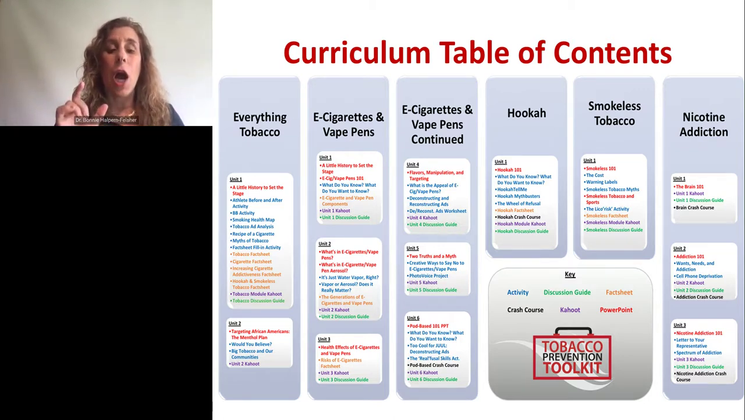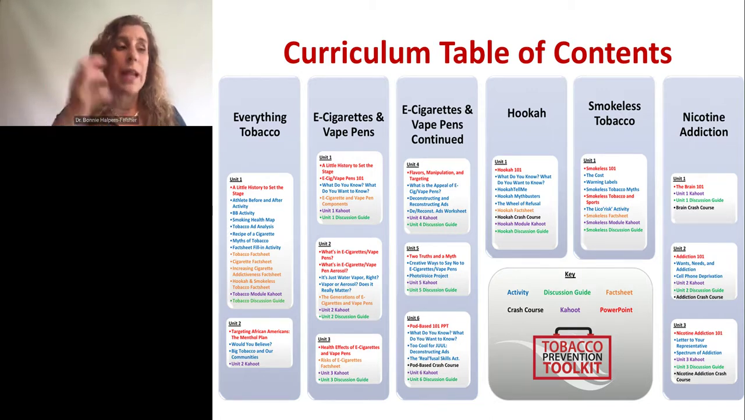This is overwhelming, we get that, but it gives you a sense of all the different topics that are on our toolkit. So if you look in each of the columns, there are different modules. So the way the toolkit's outlined is modules. Within modules, we have units. Within units, we have lessons and activities and things like that.